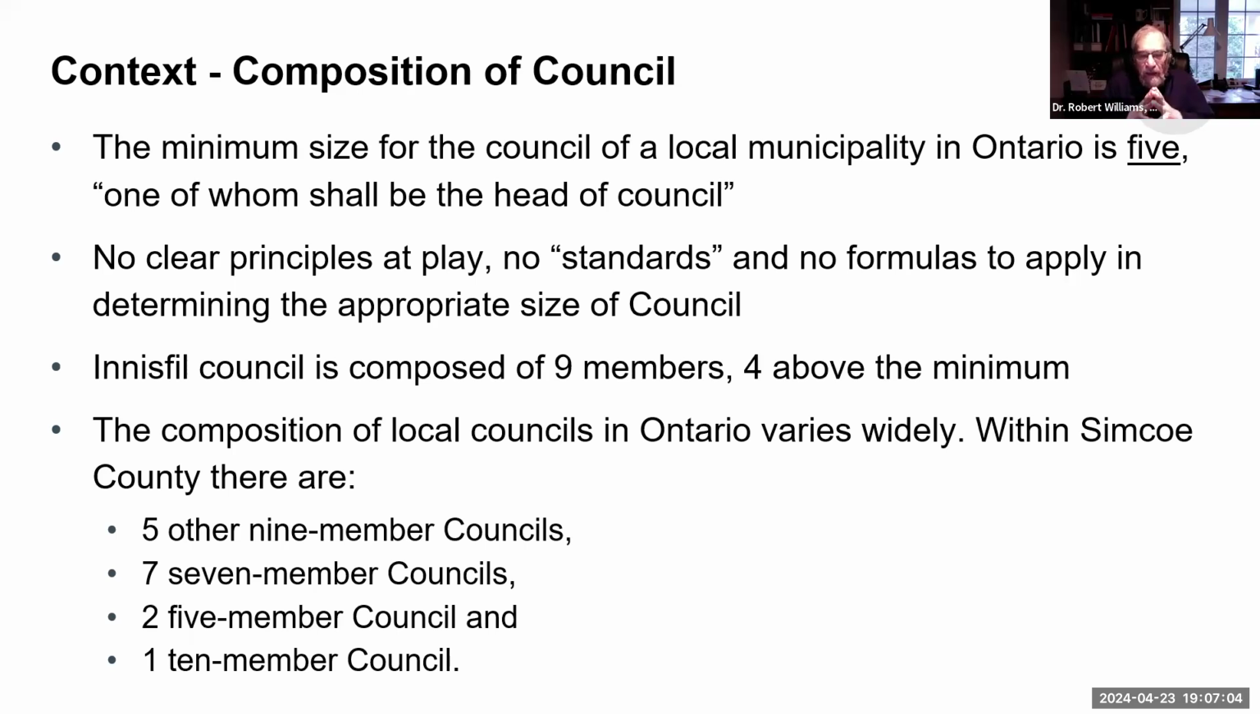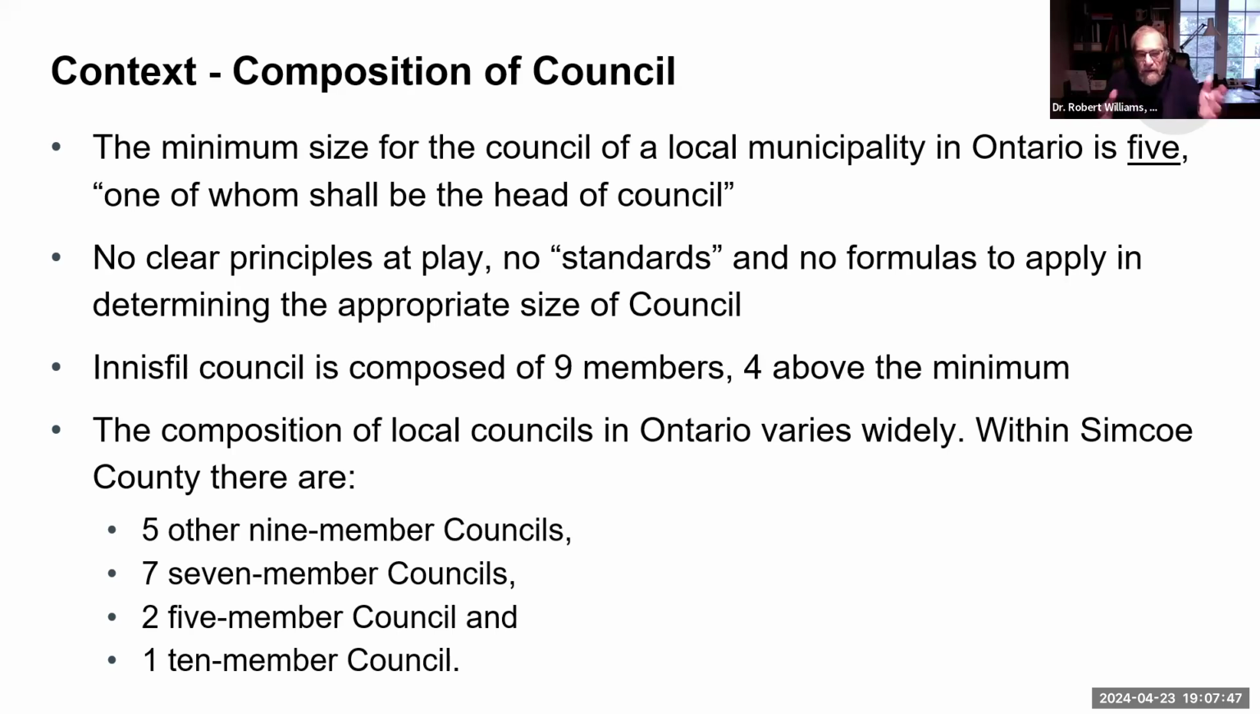What should it be? The practice is essentially locally driven. And as we said earlier, in Innisfil, it's 9 members, 4 above the minimum. At an earlier time, it was 7 members. It's now 9. As we suggest there, that number is right in the middle, if you will, of the situation in Simcoe. A wide variation in the size of the councils. One of them at 10, which is basically New Tecumseh. A couple of them at 5. I think the 2 smallest townships have only 5-member councils, and the others are a mix of 9 and 7 members.